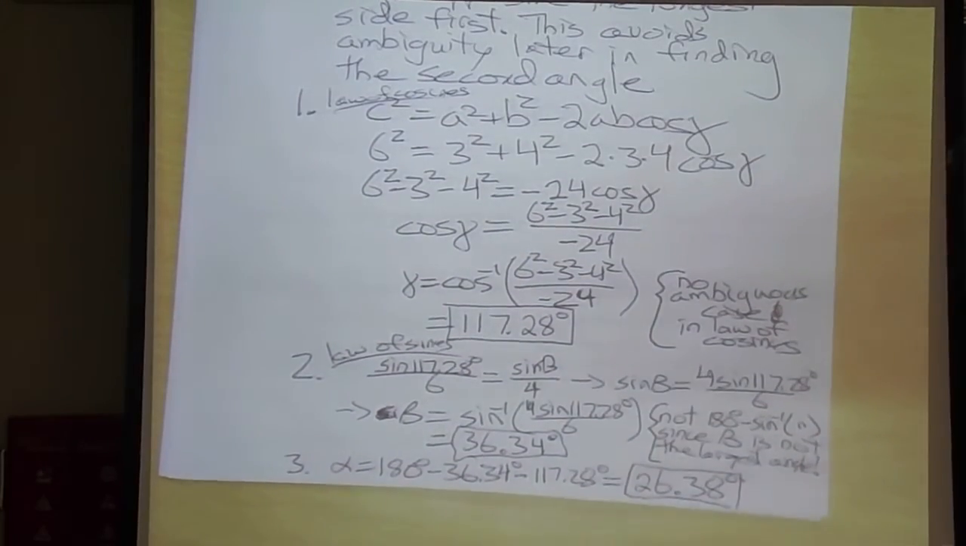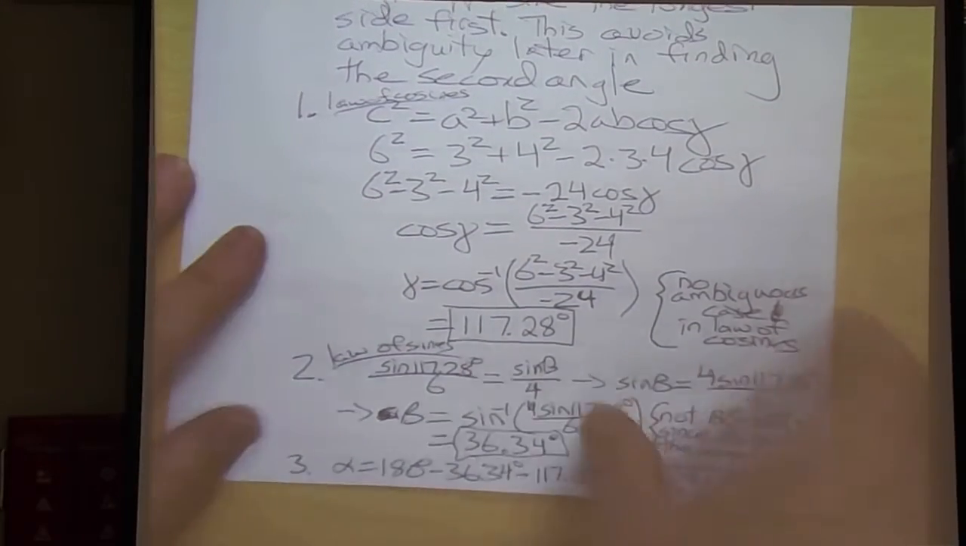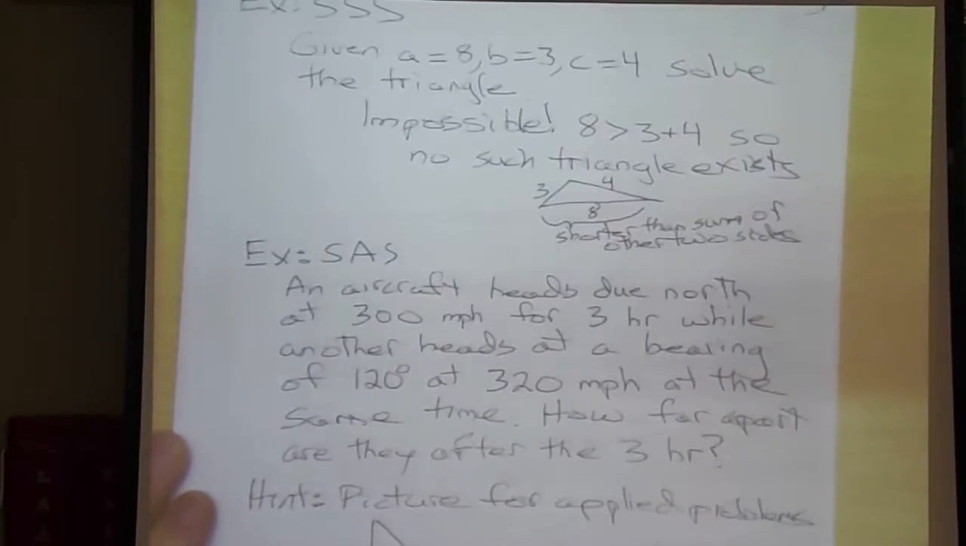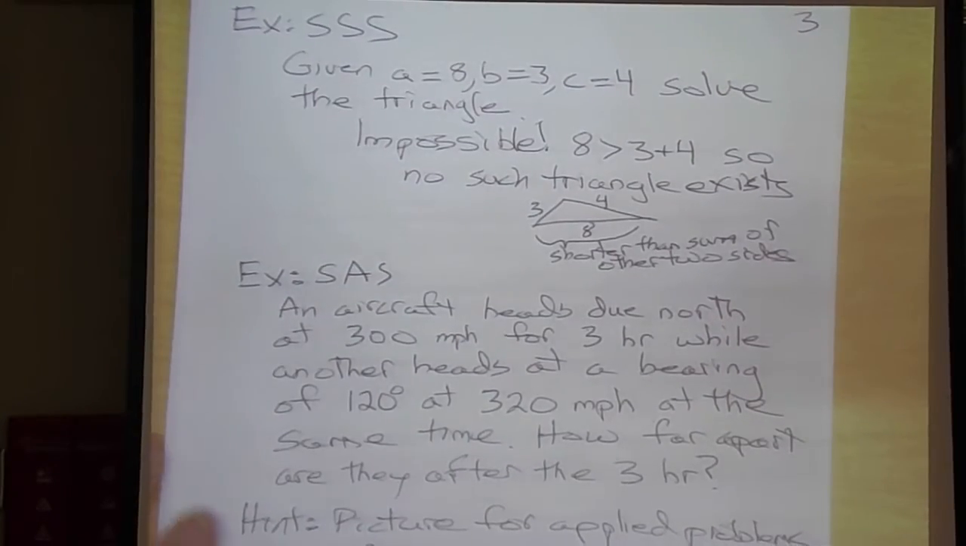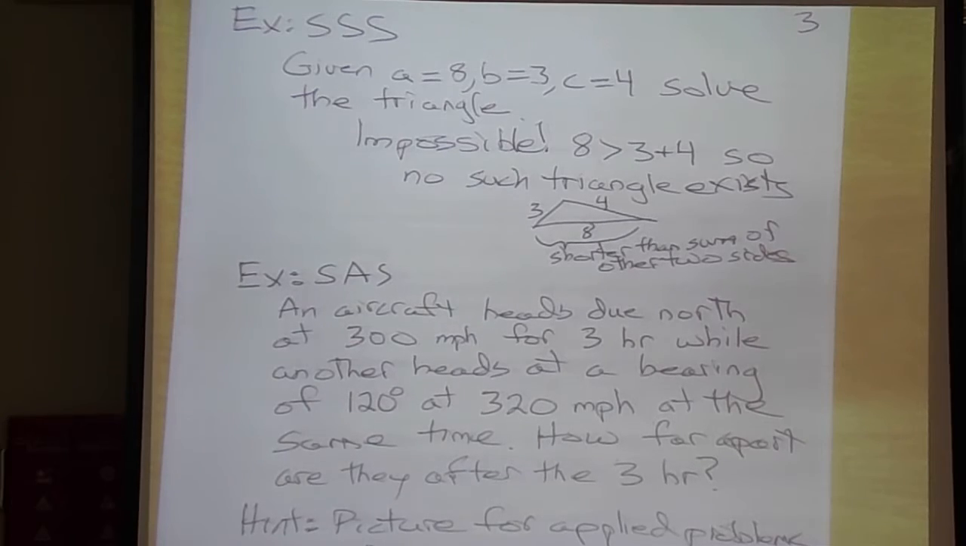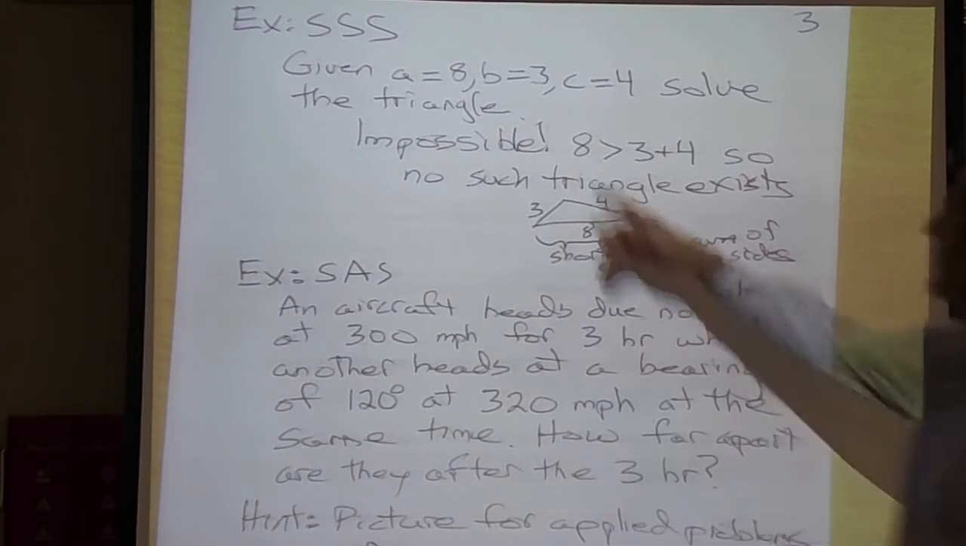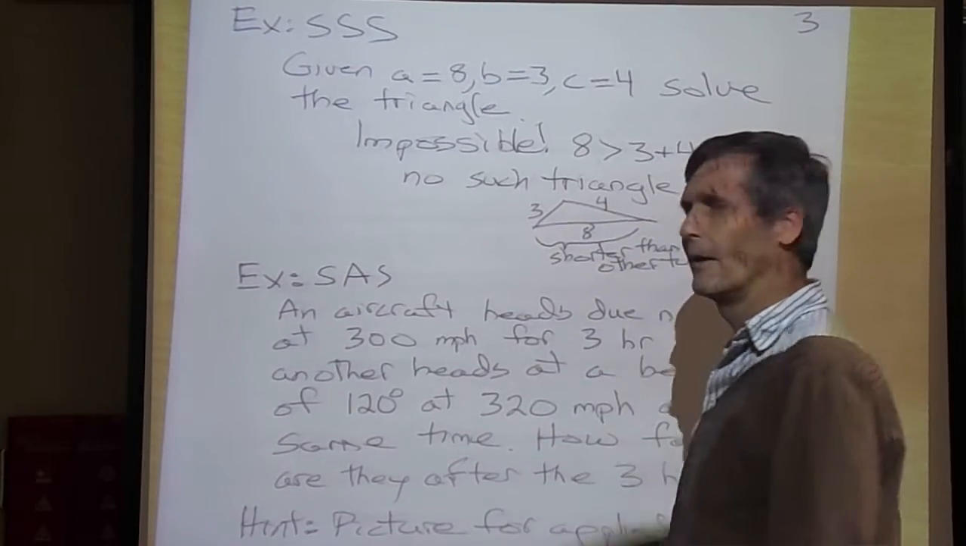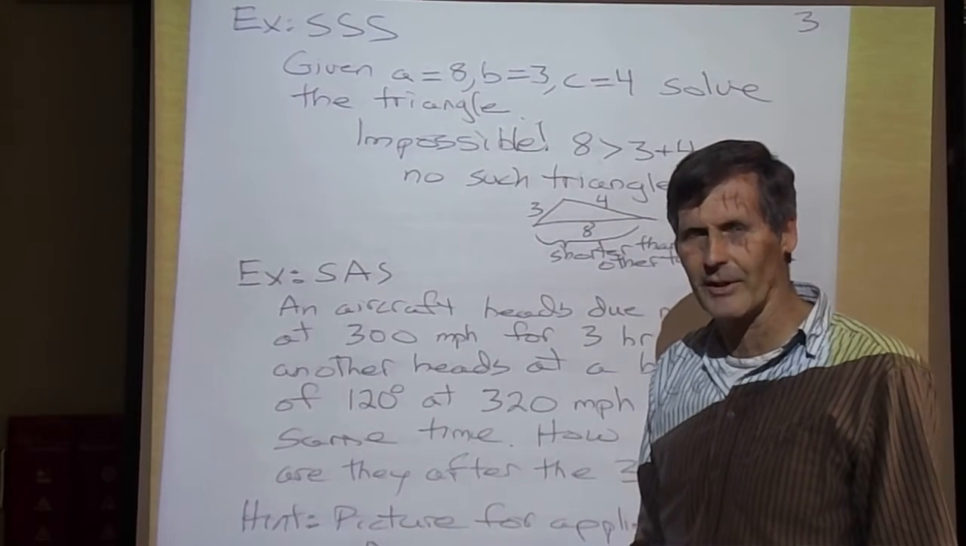Let's try another one. Here's a case that comes up once in a while. We just found the angles for a 3, 4, 6 triangle. Let's find the angles for a 3, 4, 8 triangle, right? 3 by 4 by 8. Don't waste your time. No such triangle exists.